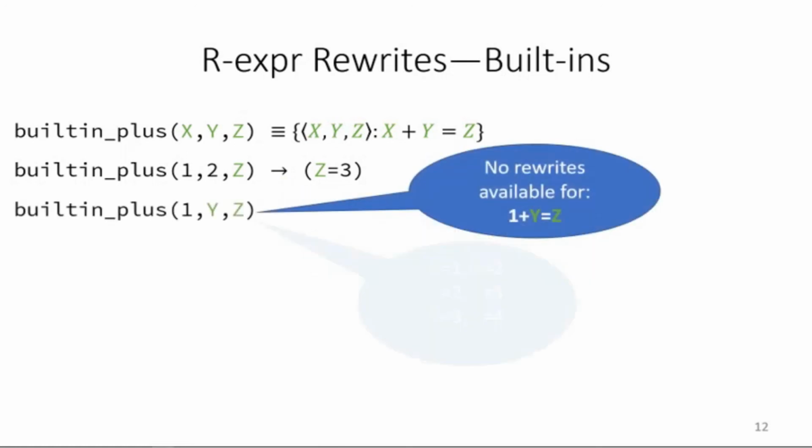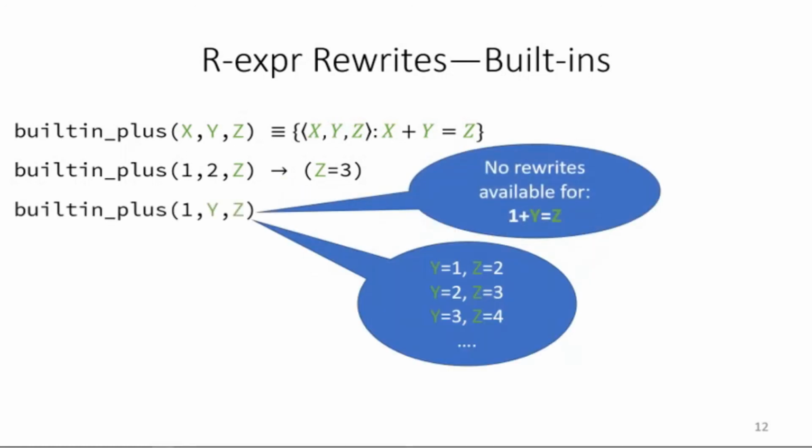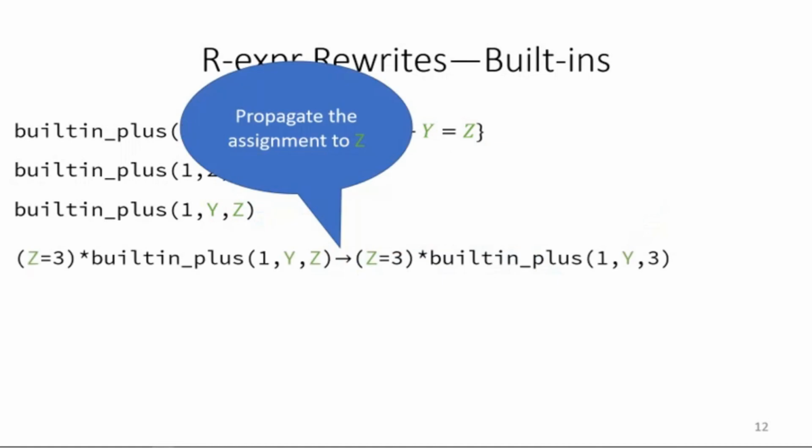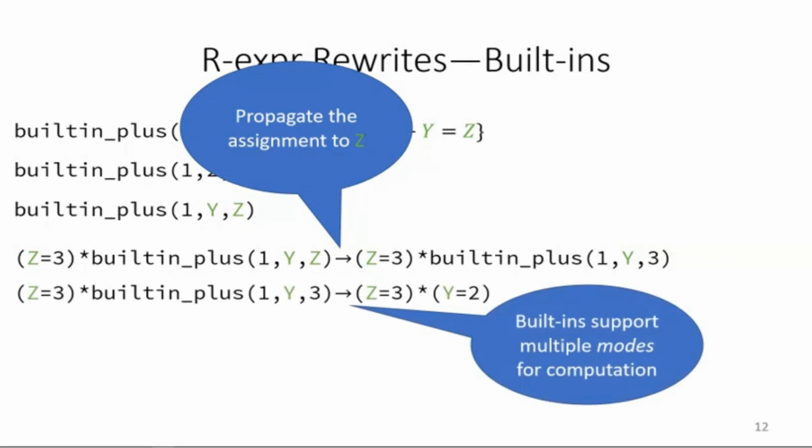Now in the case that we have 2 variables unbound, such as y and z here, there are no rewrites which are possible, as this corresponds with the entire set of assignments to y and z. To eventually rewrite this built-in plus, we need another conjunctive rule to determine that z is equal to 3, in which case we can propagate the value 3 to any place where the variable z appears. Here we are showing that built-ins can support multiple modes. In this case, by having two of the three variables bound, we are able to perform a subtraction and determine that the value for the variable y is 2.